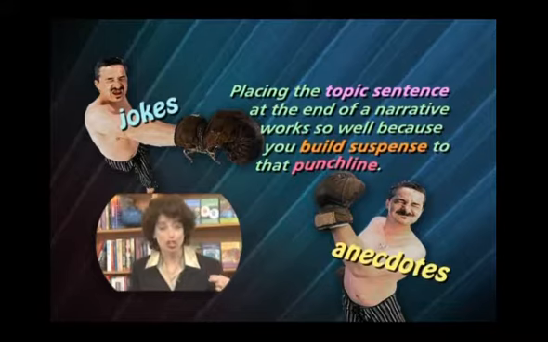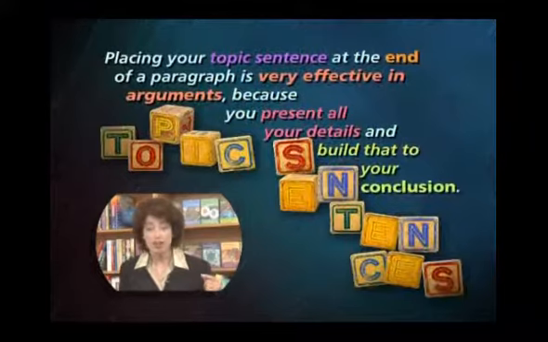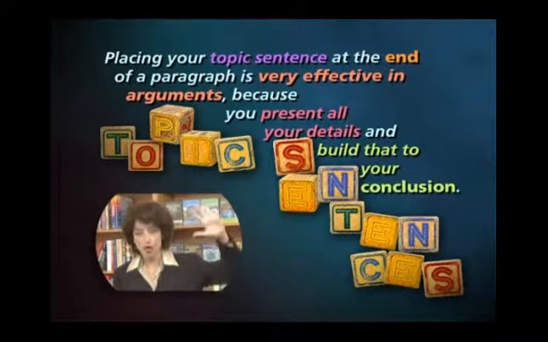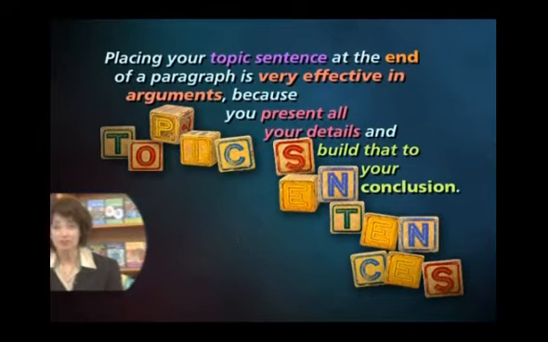That's the main idea. That's your topic sentence. And you save it for the end to build the suspense. Placing your topic sentence at the end of a paragraph is very effective in arguments as well, because what you do is you present all your details and you build that to your conclusion. This helps you convince your readers because they've had all your proof before they've gotten to your conclusion.